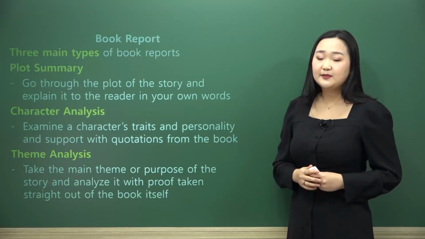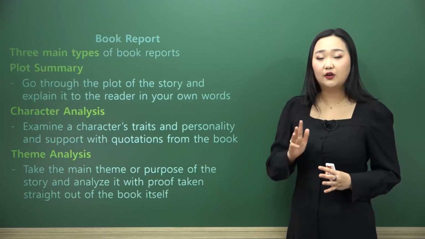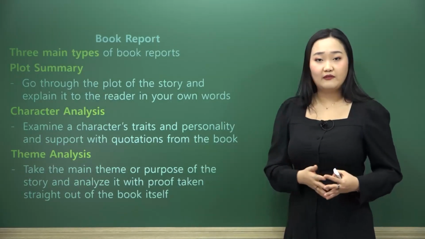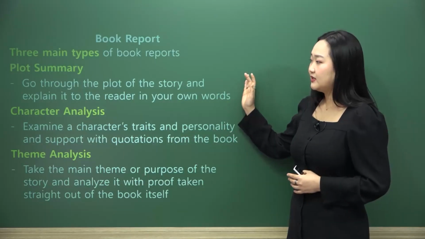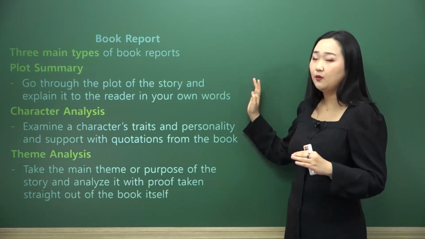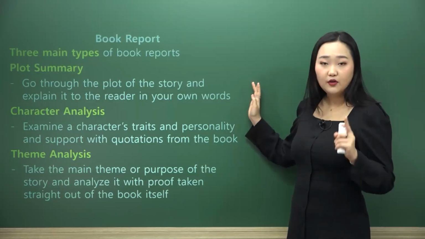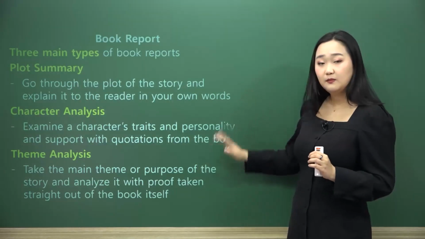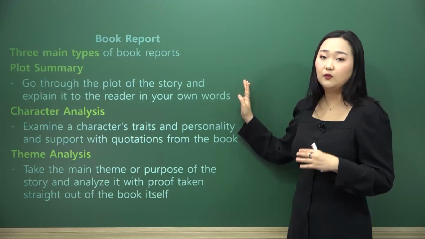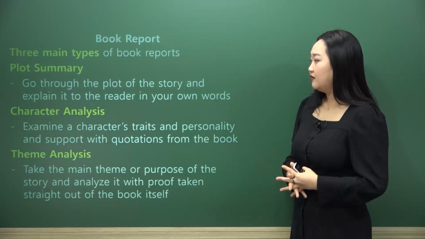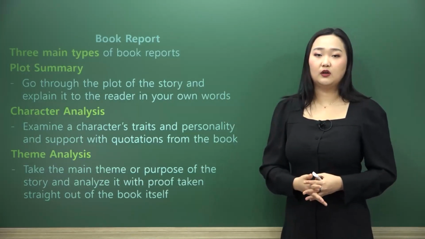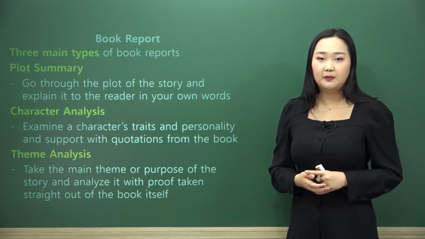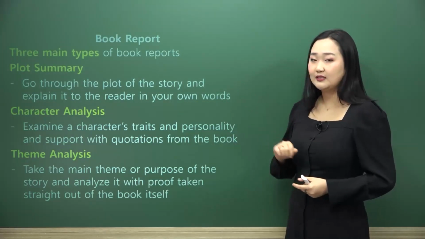There are also three main types of book reports, and so here I'm going to break it down. There are three main ones that you will be assigned. Depending on what grade you're in, you might see one more often than the other. So for instance, let's just break this down together. Plot summary. This is probably going to be the one that we see a lot in middle school. For all you middle school students out there, this is the one you will be most likely assigned. That doesn't mean you won't get these, but this is the one that you will most likely get assigned. Go through the plot of the story and explain it to the reader in your own words. Think of it as an extended summary. You read it, you talk about it, but you also talk about it in your own words. That's what a plot summary is.